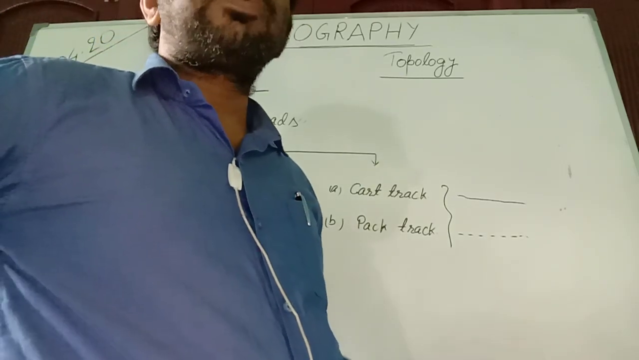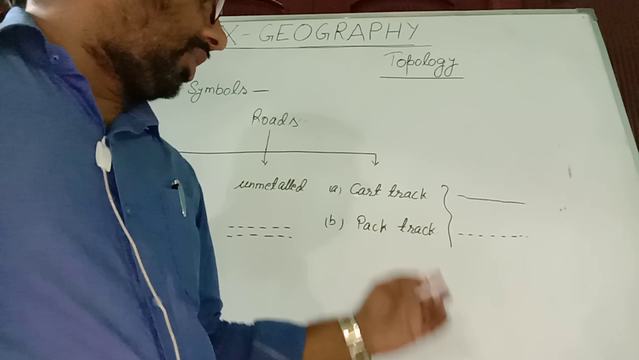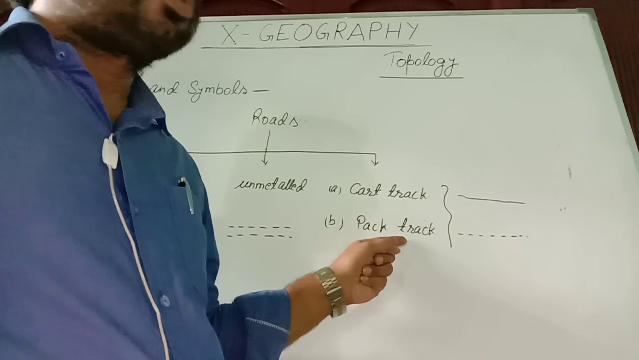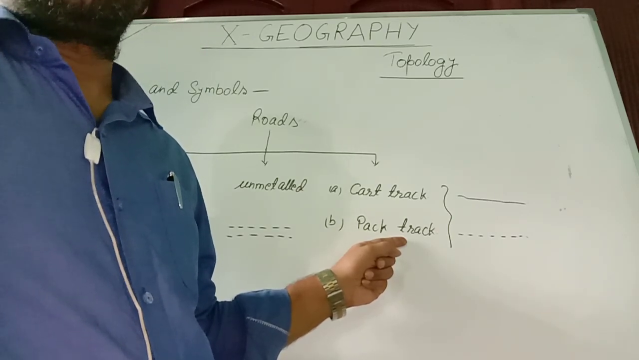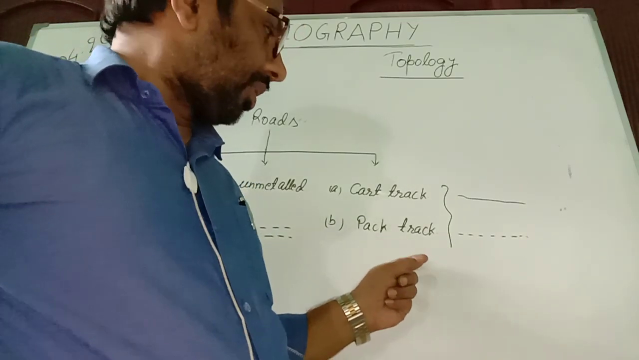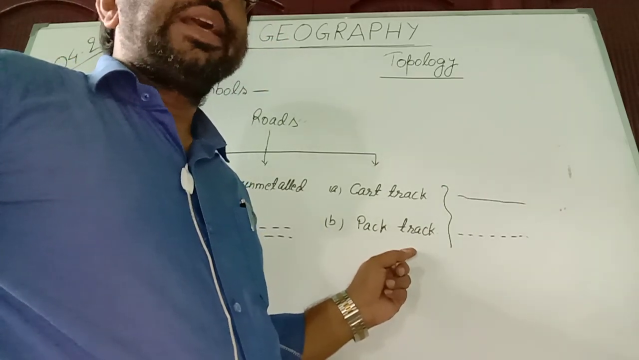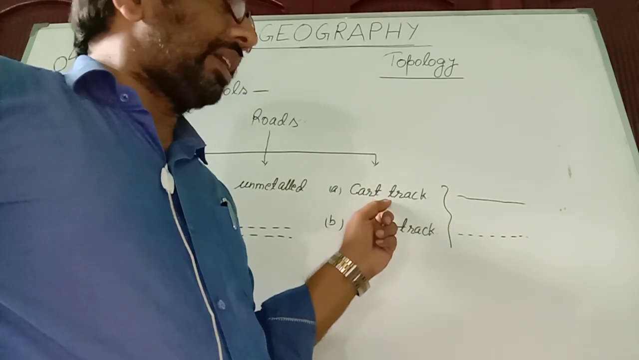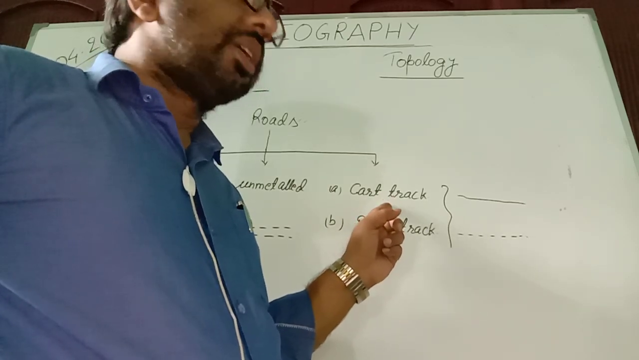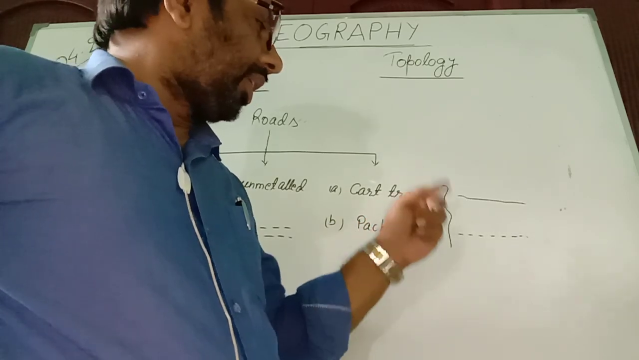This road is also found in village areas, in rural areas, and especially in lowland areas. So this road also becomes muddy in the rainy season. But since animals or human beings can pass by walking through this road, it remains motorable in the rainy season. While the car track does not remain motorable in the rainy season, because it becomes muddy. So light vehicles cannot pass through this road in the rainy season.